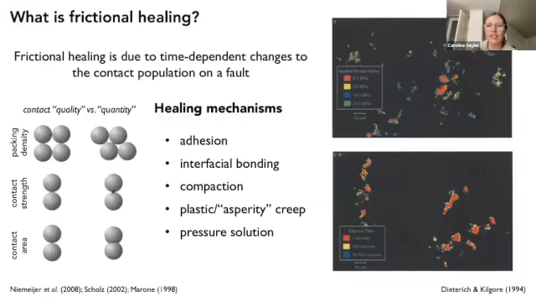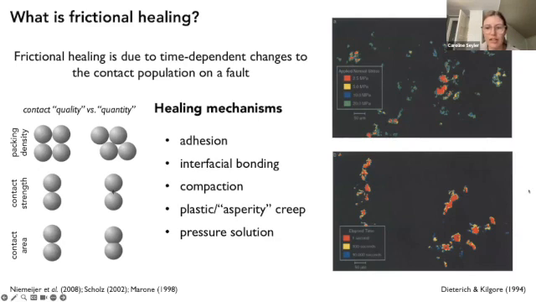So what is frictional healing, or how do we get frictional healing? Healing is this time-dependent increase in frictional strength, and that can be achieved either by increasing the contact quality, or the strength of the contacts, or the contact quantity, or the total area of the real contact of the fault.